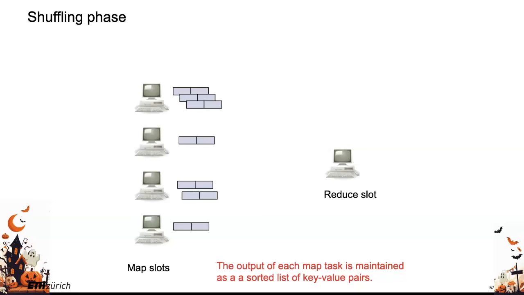That was the part where the Pokemons changed hands in the break. It would basically normally be the reduce people who request their Pokemons from the map people, typically.